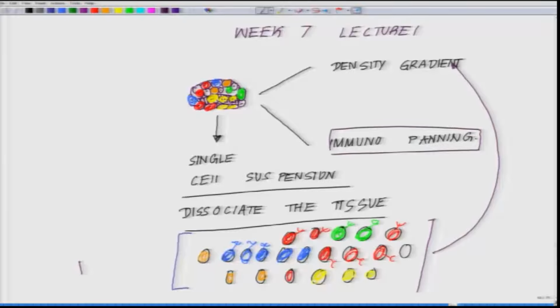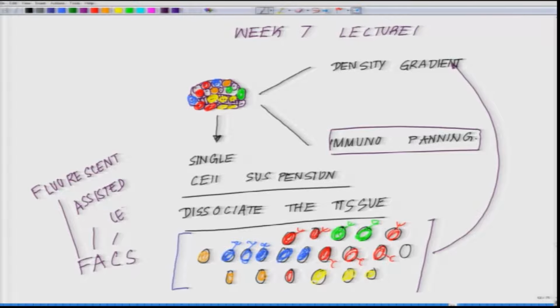You can use FACS, which is fluorescence assisted cell sorting. F stands for fluorescence, A stands for assisted, C stands for cell, and S stands for sorting. This is another modern technique.